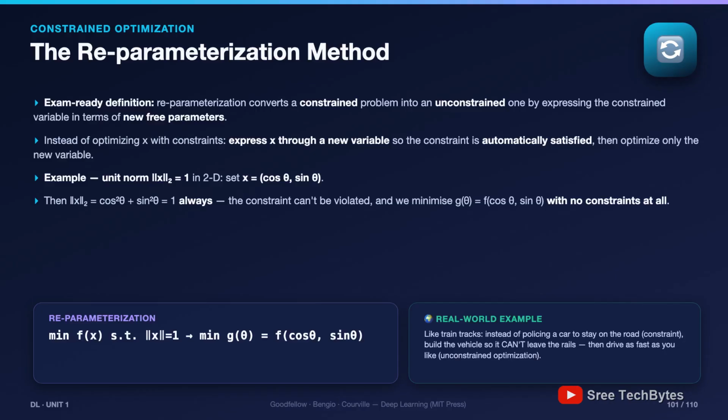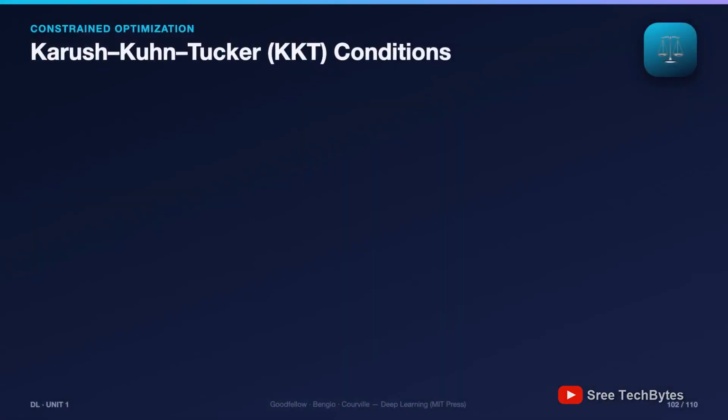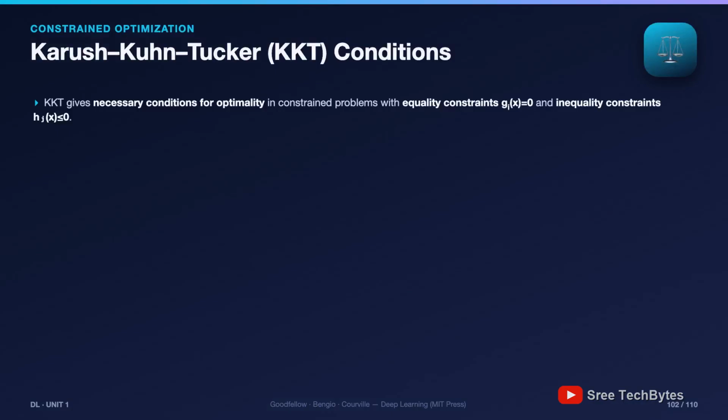Modern footnote for the curious: variational autoencoders are trained by a famous reparameterization trick, the same idea at the frontier. Method 3 is the theory, the mathematical certificate behind all constrained optimization, the Karush-Kuhn-Tucker conditions. KKT provides the necessary conditions for a solution to be optimal when both equality and inequality constraints are present. It generalizes the classical Lagrange multiplier method to handle inequalities.